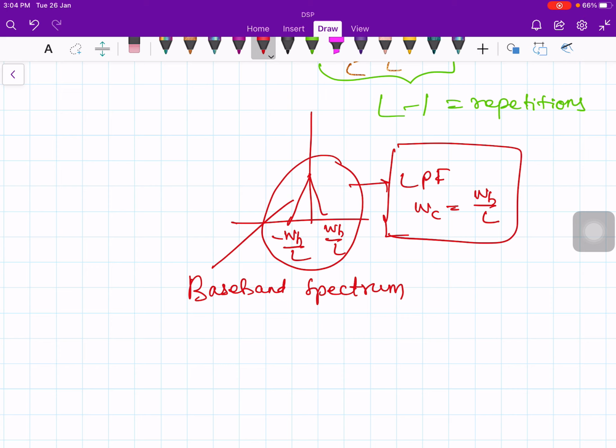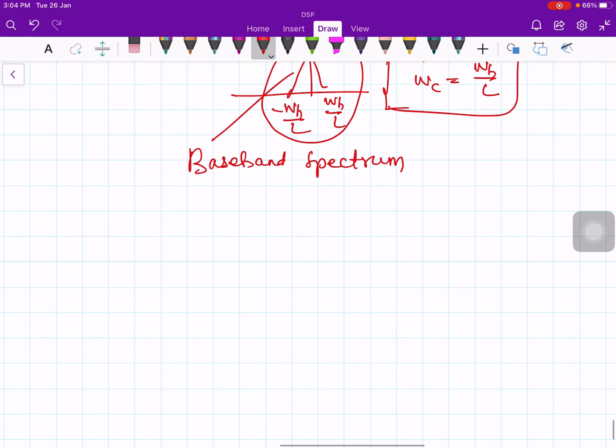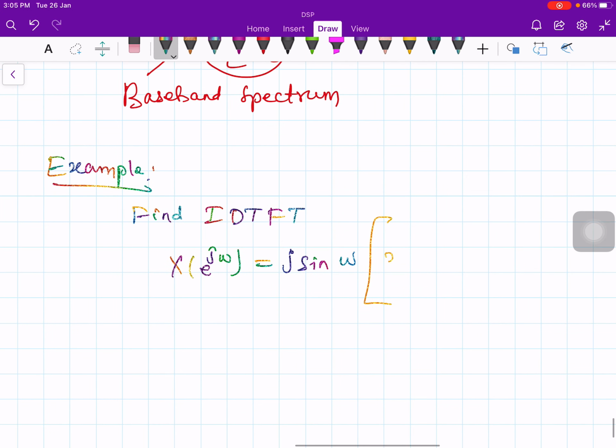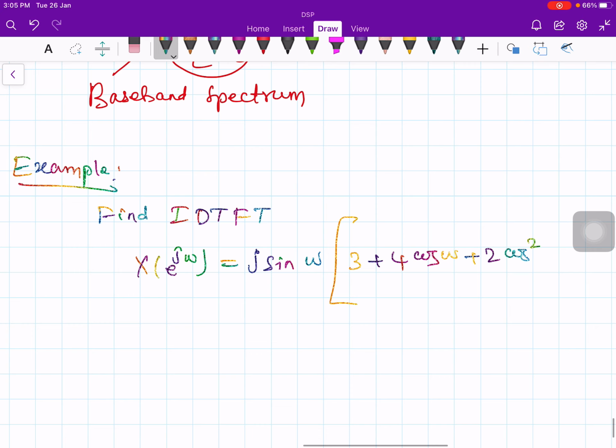Okay, so before we go further, let us take another example. This is also an interesting example. Find the inverse discrete time Fourier transform of X of e to the j omega, which is equal to j times sine of omega multiplied by 3 plus 4 times cos of omega plus 2 times cos square omega.